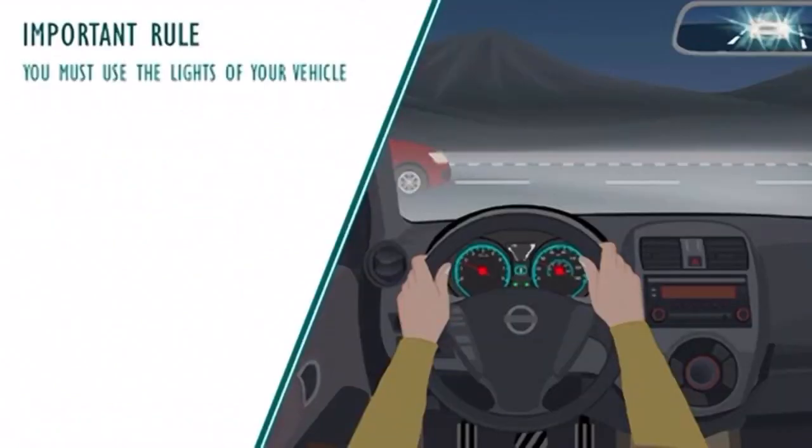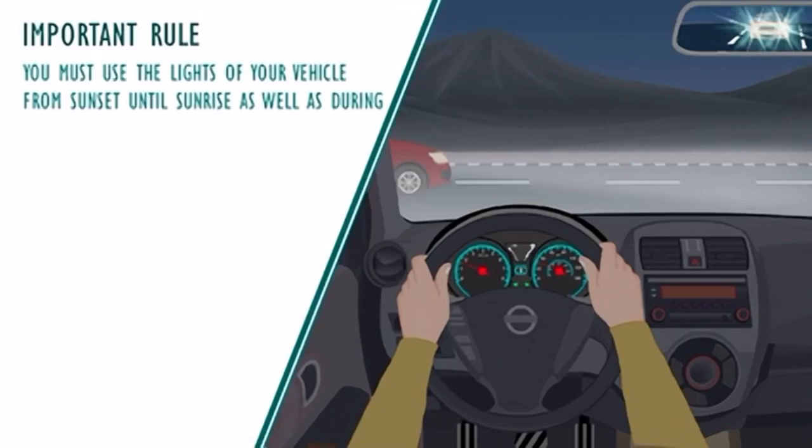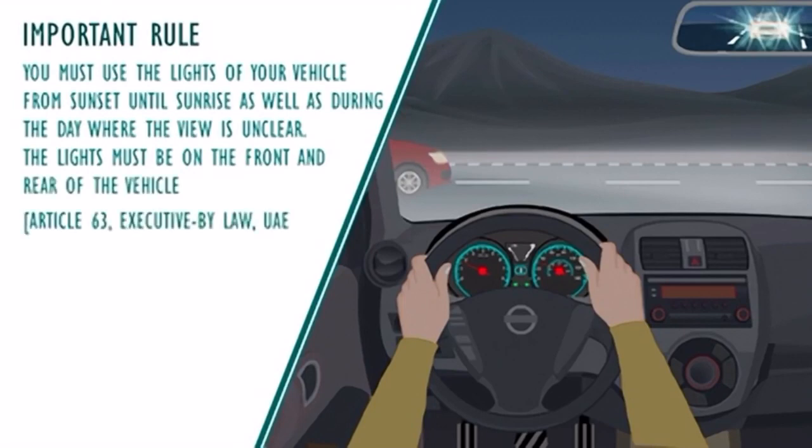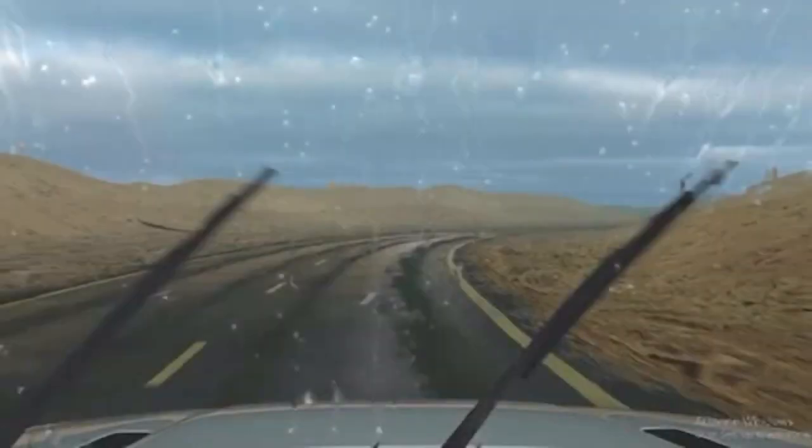Important rule: you must use the lights for your vehicle from sunset until sunrise, as well as during the day where the view is unclear. The lights must be on the front and rear of the vehicle. Article 63, Executive Bylaw, UAE Federal Traffic Law No. 21, 1995. Moreover, during bad weather, consider using lights regardless of the time of day. Thunderstorms, for example, can bring in dark clouds that turn the sky almost as dark as night.